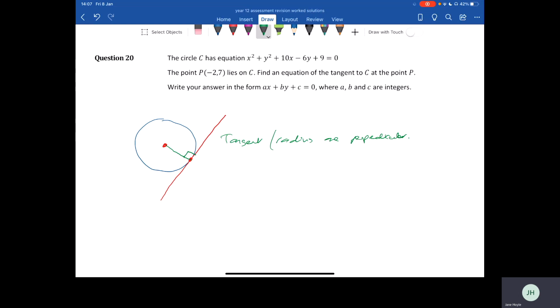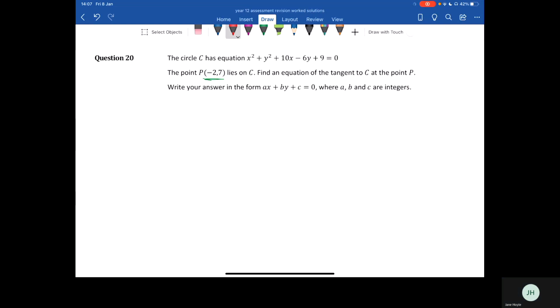You will generally be able to work out the gradient of the radius, because given any circle, you can find its centre. Here, of course, we're given the specific points, so you can find the gradient of the radius, and then we can go on. Use the negative reciprocal to find the gradient of the tangent. So it doesn't ask us to find the centre and the radius. However, that's a pretty standard thing for any circle question. It also just gives you kind of an idea of what it is doing, where it's going.